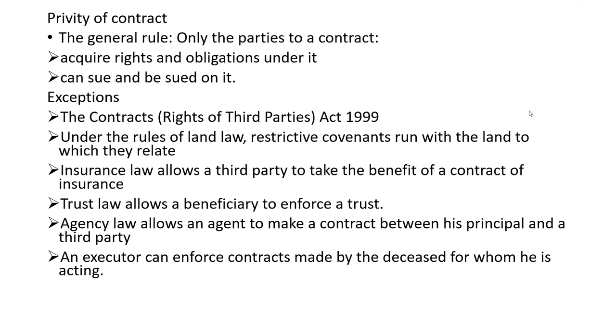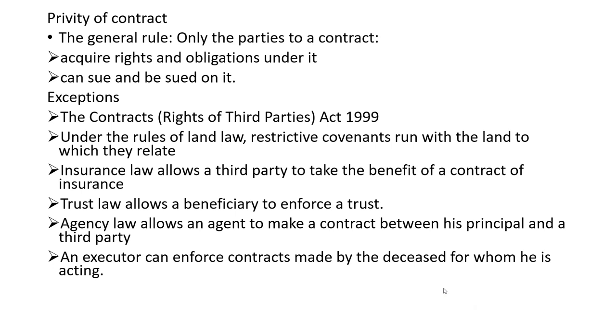So we were on the exceptions to privity of contract. Under the rules of land law, restrictive covenants run with the land to which they relate. What are restrictive covenants? A restrictive covenant is an agreement that restricts a party from building something on the land. For example, if I have land and another party makes an agreement with me that you can never construct anything on this land, this is a restrictive covenant. Even if I sell the land in the future, the covenant will run with the land. It means the next party to whom the land is sold also cannot build anything on that land because of the restrictive covenant. So covenants are agreements, and even if you sell the land, the agreement will run with the land.